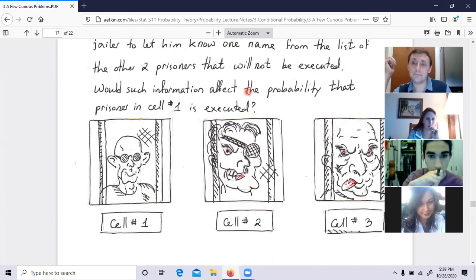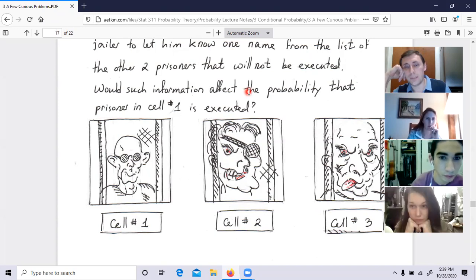What do you think? You understand the question? The question is, will the probability of being executed change if the prison guard gives this information to prisoner one?